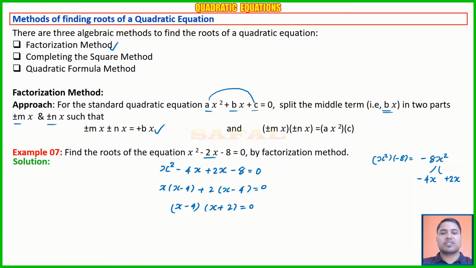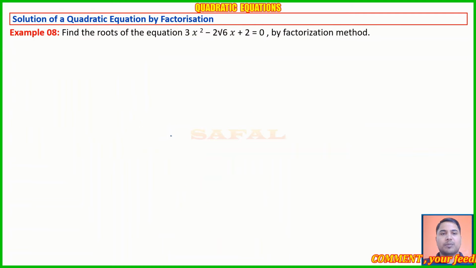So two linear factors we have got, x minus 4 and x plus 2. So both I can equate to 0. So x minus 4 equated to 0 will give me x equals 4 and x plus 2 equated to 0 will give me x equals minus 2. So the roots of the equation are 4 and minus 2. So a quadratic equation has two roots and both the roots we have found, plus 4 and minus 2. Let's take one more example.